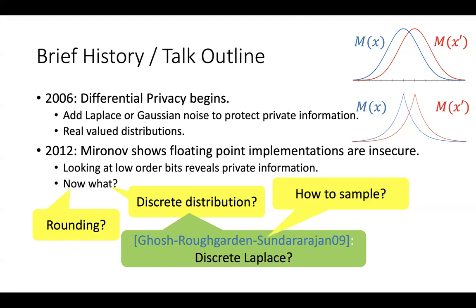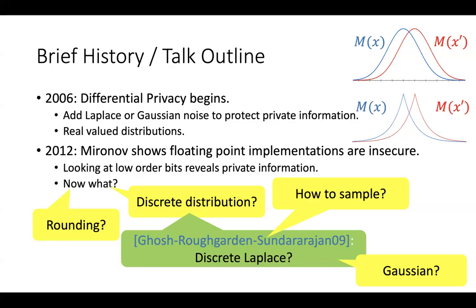But there's a couple of issues here. First off, how do we actually sample from this distribution in practice? And is there an analog for the Gaussian? That's basically the starting point for this work.